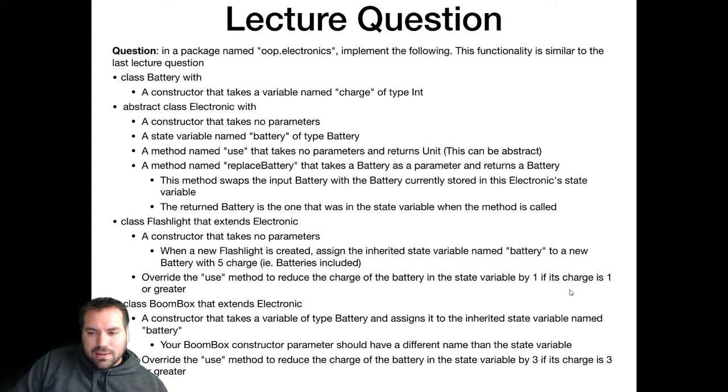The use method, just like you saw on Friday. And then boombox, which does not come with batteries included. You have to provide the batteries in its constructor call and then pass that battery to the electronic constructor. And using a boombox reduces the charge by 3 as long as you have enough charge to actually use it. So let's talk about these new words: abstract class, inheritance, extends, and how to use them in our programs.